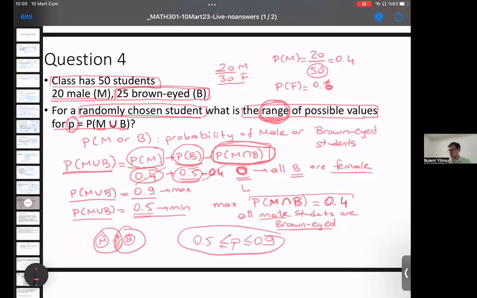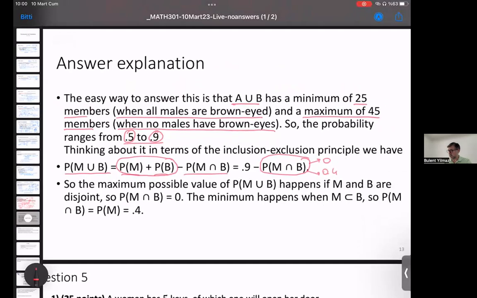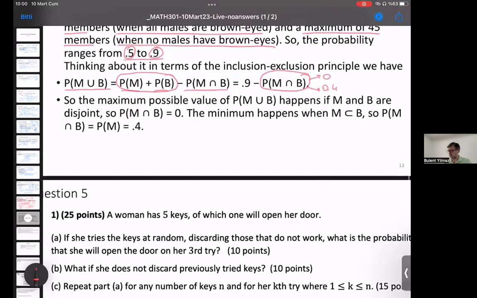Okay, that was the question, and I'm going to share these slides with you. So this explanation, you can check it from there.